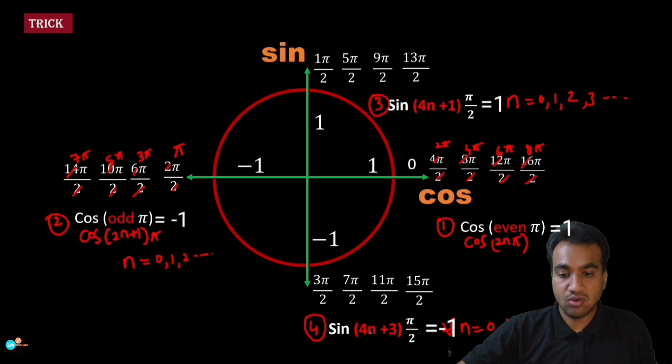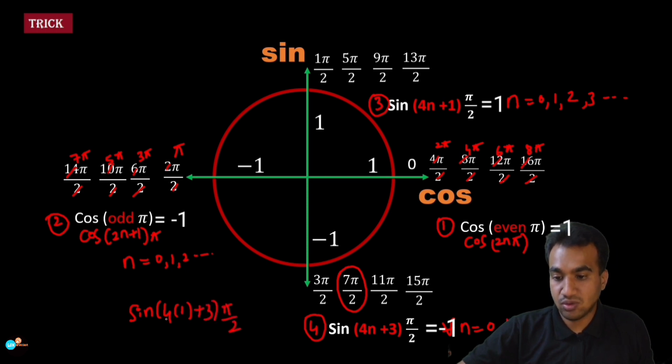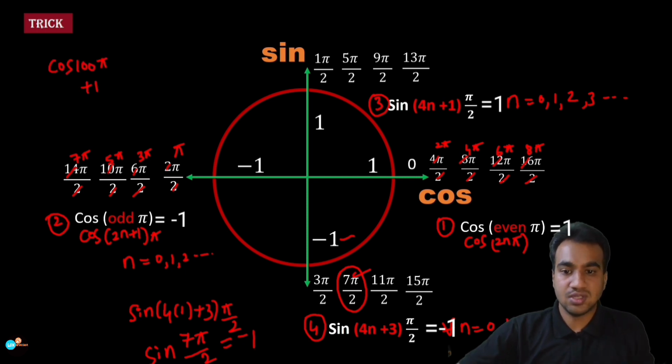Let me give you an example here. If you put n equal to 1, you will get this value. Let us check that. So here I will write sine (4 into 1 plus 3) pi by 2. That gives you 4 plus 3, that is 7 pi by 2. Sine 7 pi by 2 is equal to -1. So if you start continuously using these formulas and practice them, then only can you answer easily within a second. Okay.